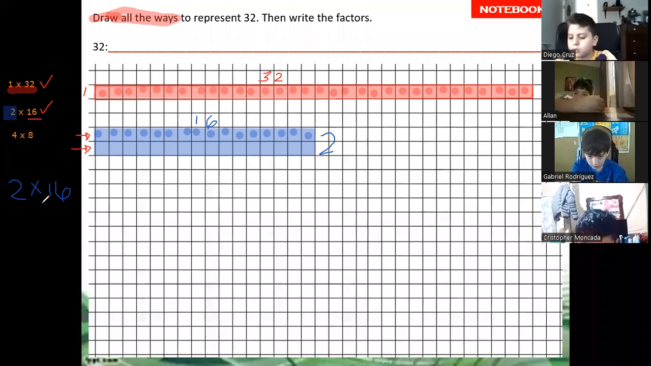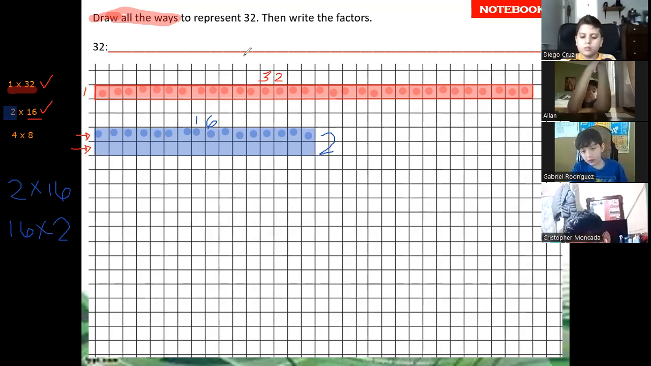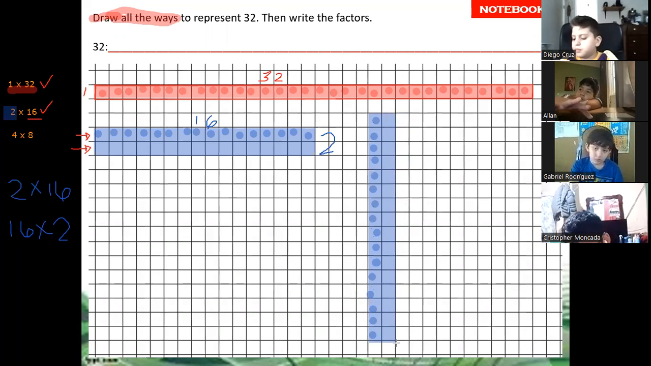I can also represent this multiplication the other way, 16 times 2, so it will be 16 rows down, like this. 1, 2, 3, 4, 5, 6, 7, 8, 9, 10, 11, 12, 13, 14, 15, and 16. Now, this one is 16 rows times 2 columns, okay? That's the difference.